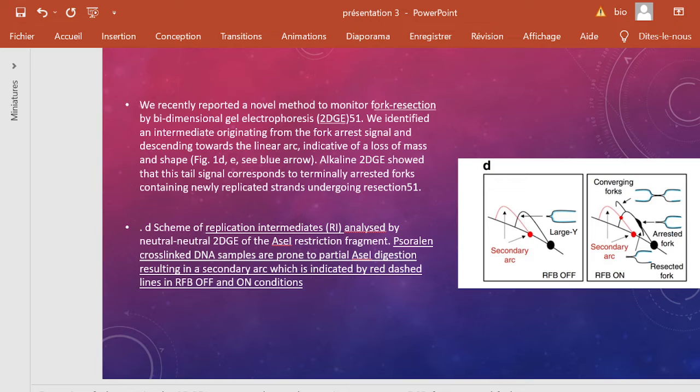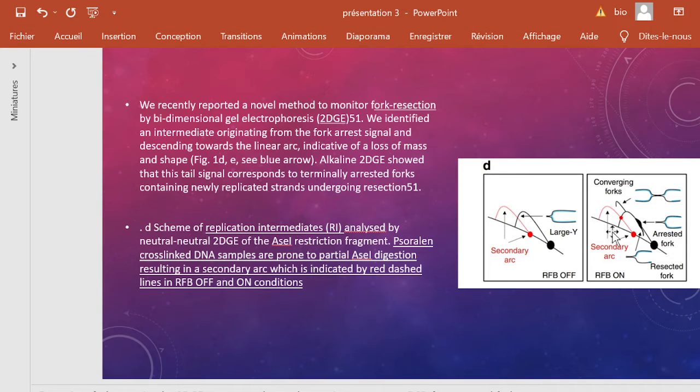So what you got in here is the detection of fork resection by 2DGE. Here we have got the secondary arc, RFB off, large Y. Here we have got RFB on, the arrested fork, here it is. Here is the restarted fork. As we see, there is a continued blue tail, and here there is not a continued blue tail.